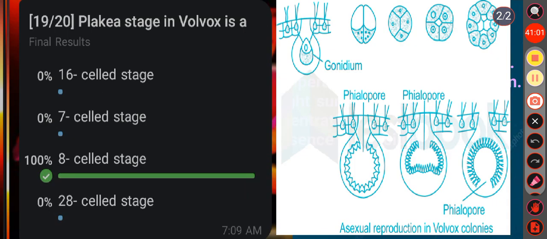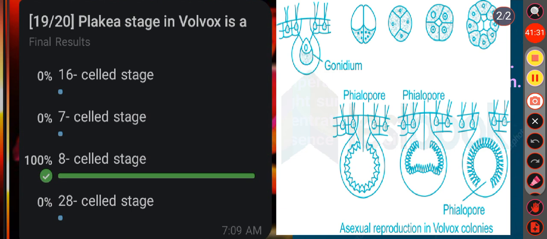Okay. Then next question, Plakea stage in Volvox is a: option A, 16-celled stage, option B, 7-celled stage, option C, 8-celled stage, option D, 28-celled stage. Here the correct answer is option C, that is Plakea stage in Volvox is an 8-celled stage.